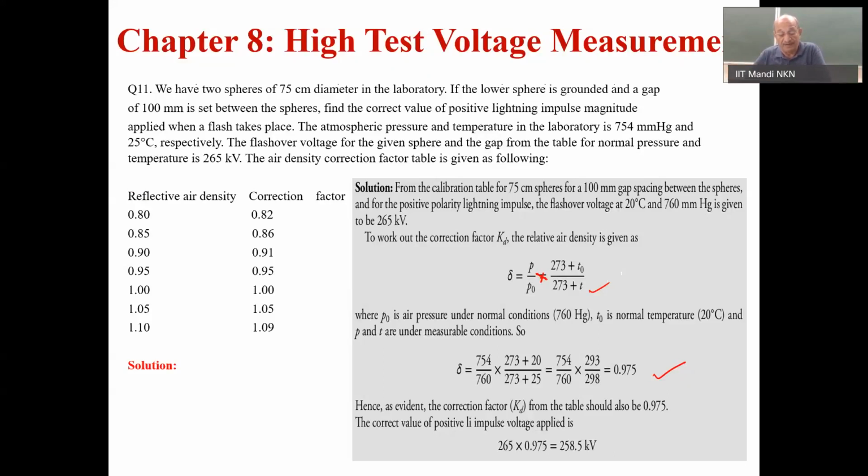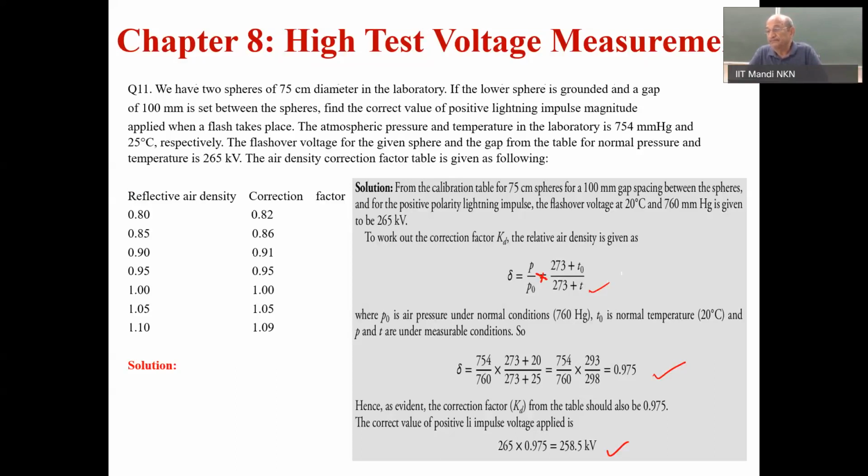Therefore, for 0.975 air density factor, the correction factor would also be 0.975. So you have to multiply 0.975 by the value obtained from the table, 265 kV, the breakdown at which the breakdown occurred for a gap distance of 100 millimeter between the two spheres of 75 centimeter diameter, and that gives you the value of 258.5 kV. And 258.5 kV is the correct value of the voltage at which the breakdown would have occurred.